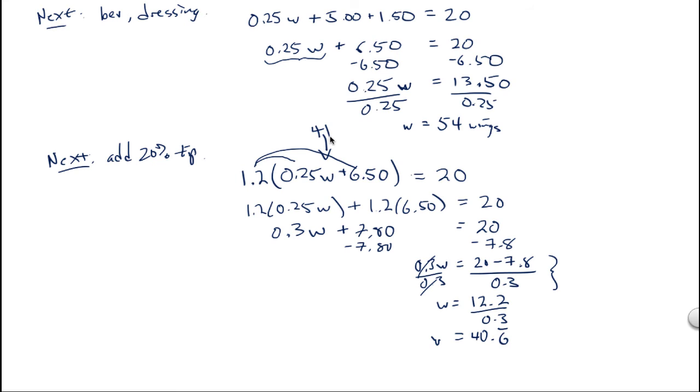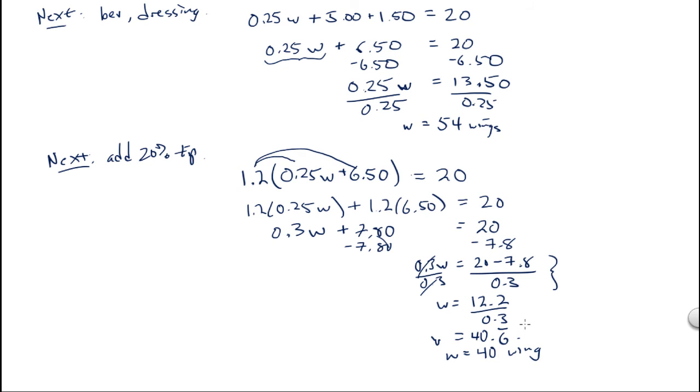So 41 would take you past the amount of money you have. So it's not just as simple as rounding, because you could say, well, we'll just round it up to 41. It's like, well, it depends on the problem, whether they want you to round or not. So our final answer is going to be 40 wings with this particular situation.